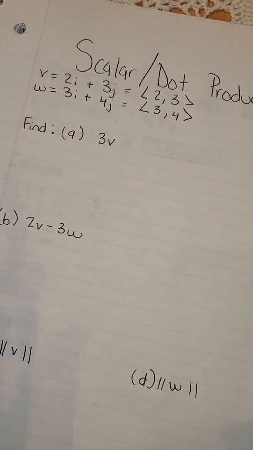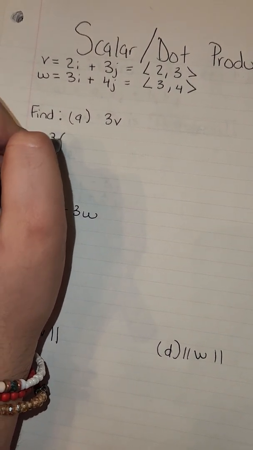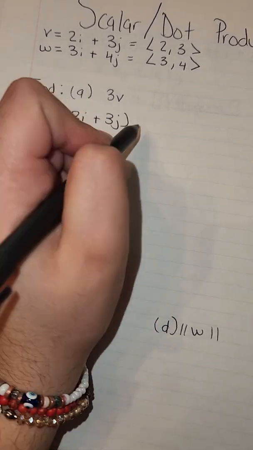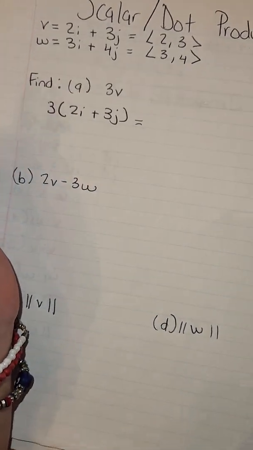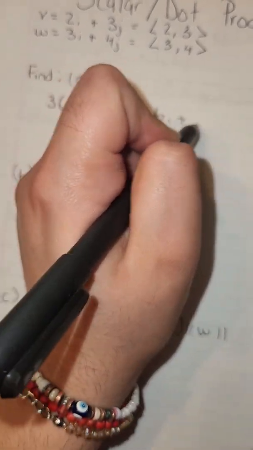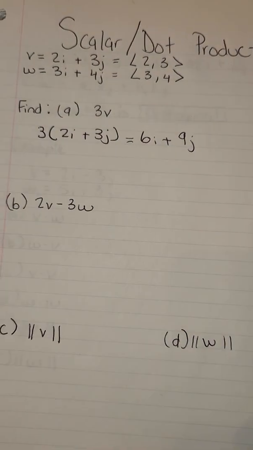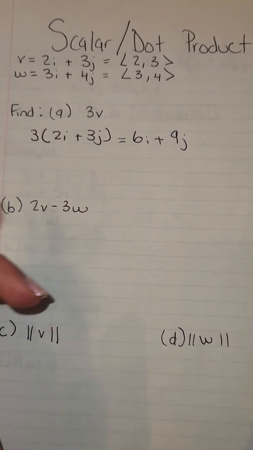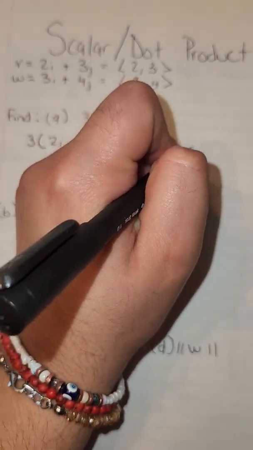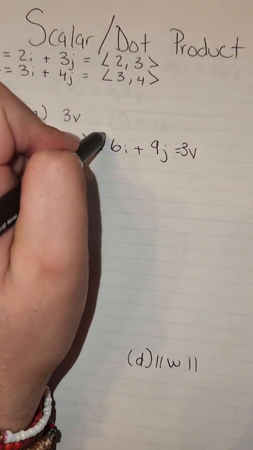And to solve for this, we're going to multiply 3 times 2i plus 3j, which equals 6i plus 9j. Okay, so 6i plus 9j is equal to 3v, my bad. Equal to 3v.